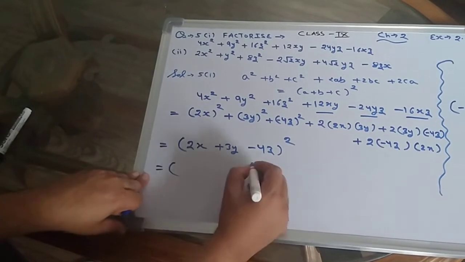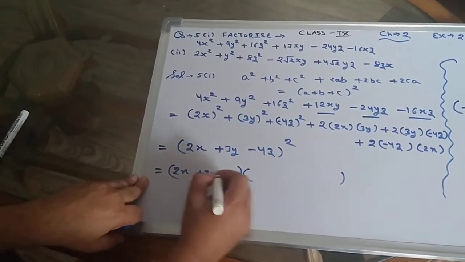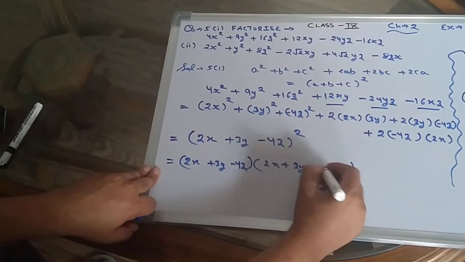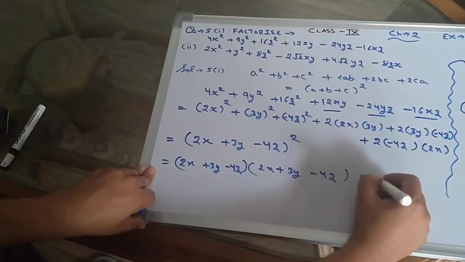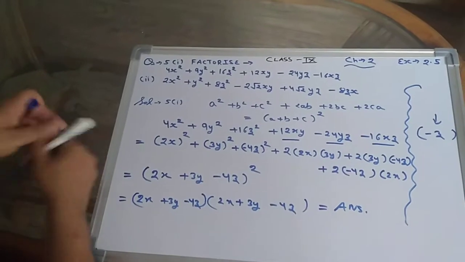Now I can break it in this way: (2x plus 3y minus 4z)(2x plus 3y minus 4z). This is our answer. I can explain it to you again.